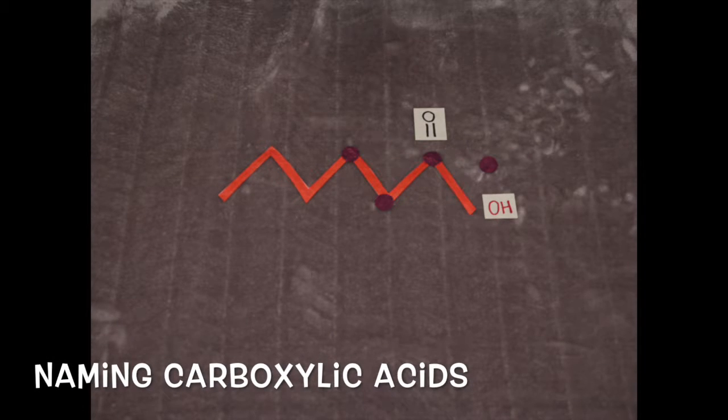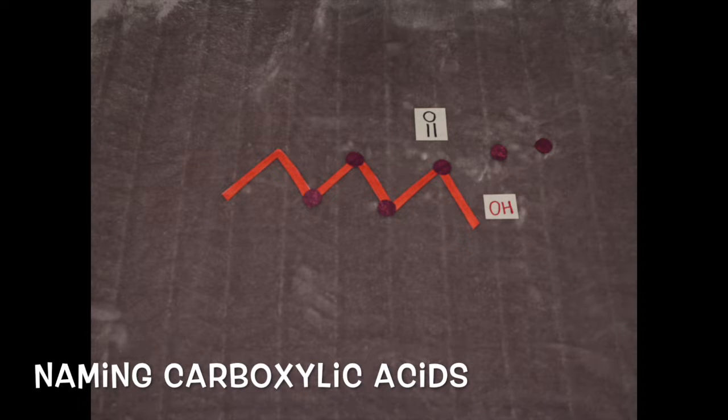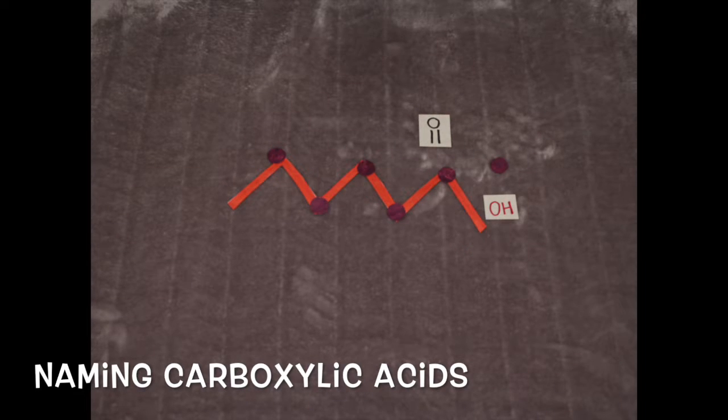Now we will give you an example on naming carboxylic acids. First, we want to find the longest carbon chain, which is 1, 2, 3, 4, 5, and 6. 6 carbons, which is hexane. And since we have a carboxylic group, we replace the E with oic acid.